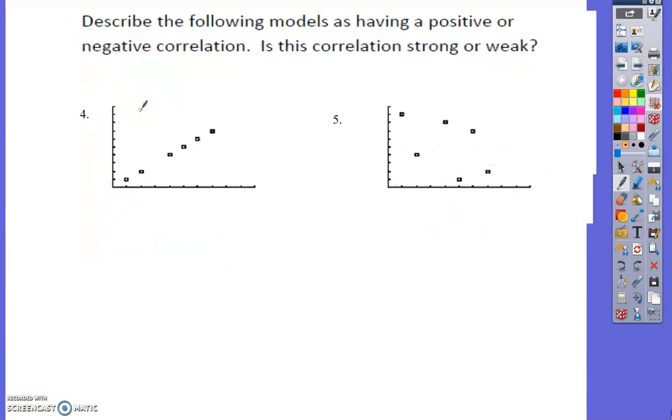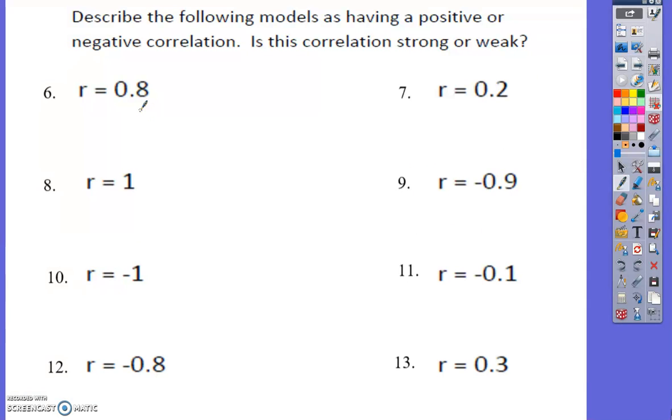So that's pretty much it. I'm going to leave you to do these two. And then we have a bunch of numbers. And it says positive or negative correlation, and is it strong or weak? So we're just going to do number 6 and 7 together, and then leave you to the rest.